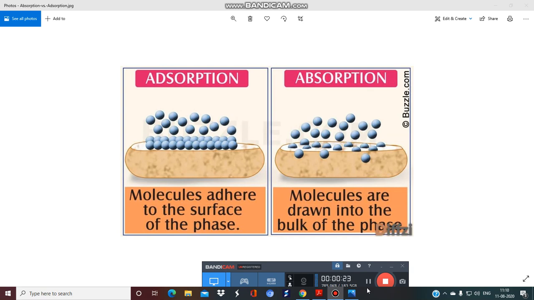So first of all, let's clear the difference between absorption and adsorption. In absorption, you can see the molecules are drawn into the bulk of the phase, meaning it is a bulk phenomenon. And adsorption is a surface phenomenon because the molecules are only adhered to the surface. And why is this used in chromatography? Because only with the help of this principle, as the molecules are adhered to the surface, we can easily separate them, isolate them, purify them, and identify them.